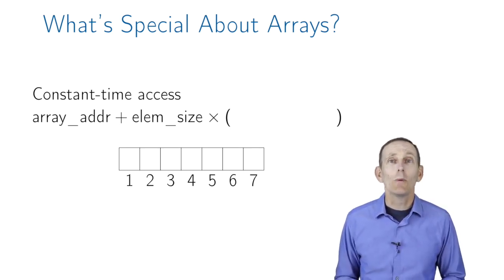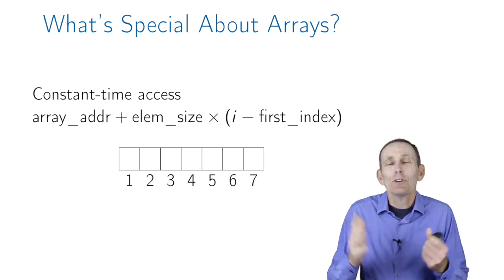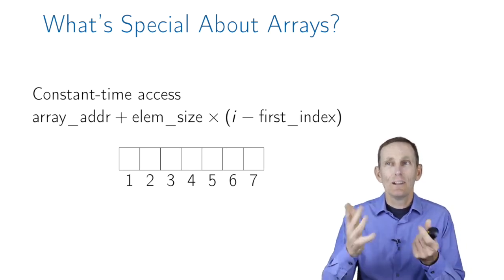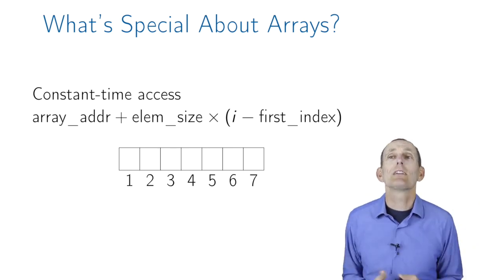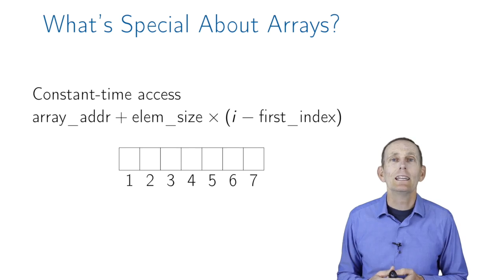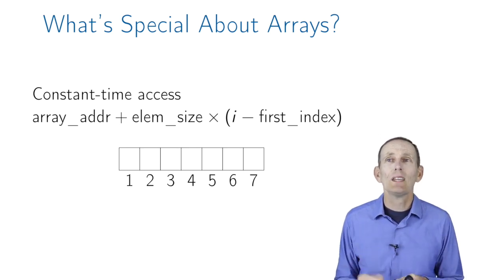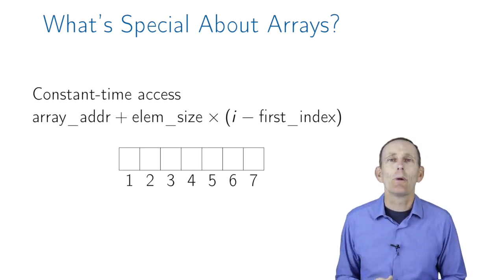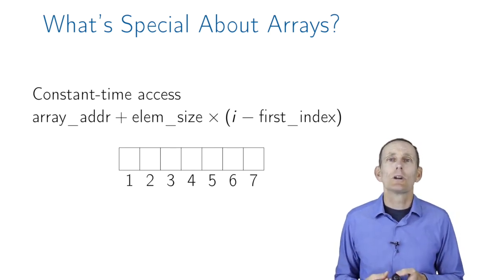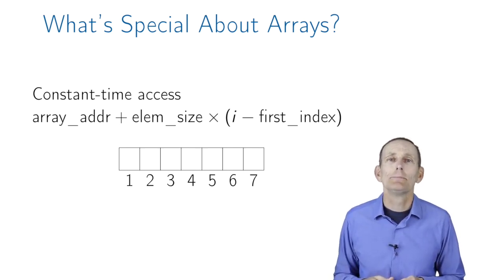So we take our array address, we add to it the element size times I, which is the index that's of interest, minus the first index. If we're doing 0-based indexing, that first index isn't really necessary. I like this example because it really shows the more general case where we do have a first index. So let's say, for instance, we're looking at the address for index 4. We would take 4 minus the first index, which is 1, which would give us 3, multiply that by whatever our element size is, and then add that to our array address. Now, of course, we don't have to do this work. The compiler or interpreter does this work for us. But we can see how it is that it works in constant time.